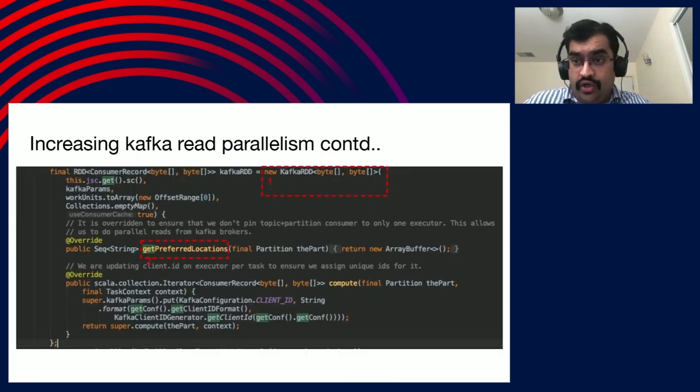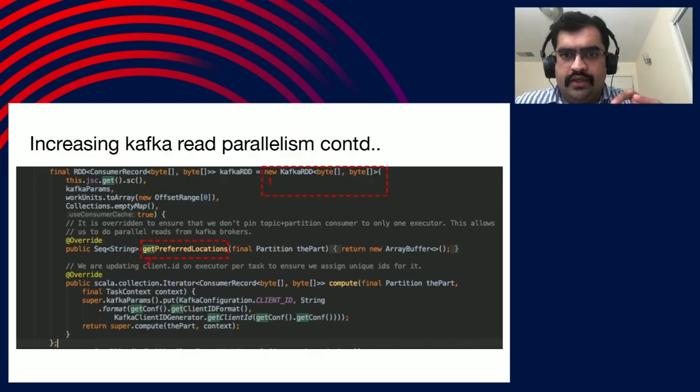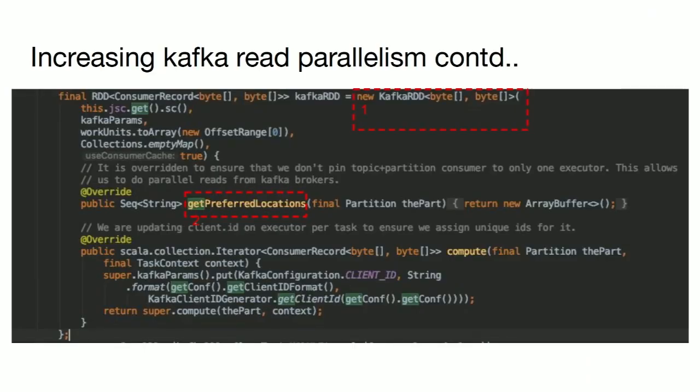So in order to achieve that, this is what we did. If you look at the Spark Streaming Library code, there is something called KafkaRDD, and in that there is getPreferredLocations, and that's how they actually pin a Kafka partition to an executor. We sort of override that feature.